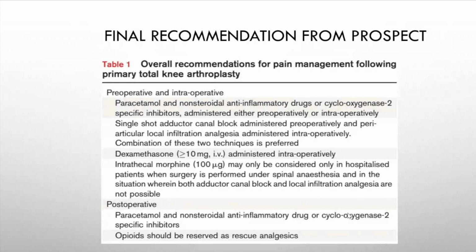So overall, the final recommendation by PROSPECT. But this is just a guideline. It's meant to be a guideline. You can take it and see whether it's suitable for your local setting or not. The aim is to balance the analgesia and the early mobility. You don't want a patient who has no pain but cannot walk. So they recommend paracetamol and NSAIDs as a baseline, combined with local infiltration and adductor canal block. And on top of that, you will still need your opioid rescue.